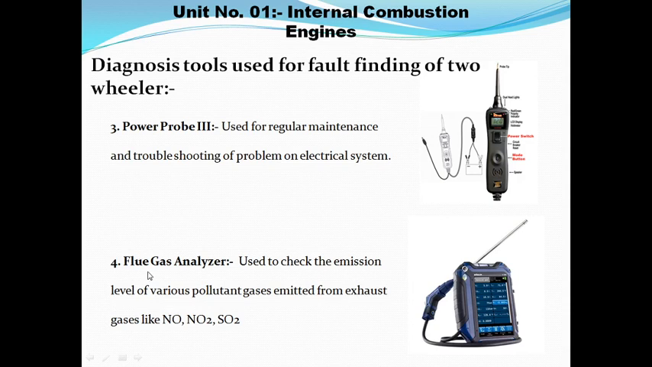And the last one is the fuel gas analyzer. This gas analyzer is used to check the emission level of various pollutant gases emitted from the exhaust, like NO, NO2 and SO2. This is the probe. It is inserted into the exhaust pipe and we can see the values of the different pollutant gases. We can maintain or identify this level. If there is any problem in the analyzer, we can change it and give appropriate pollution control. By using this, we can control the pollution from the gases.